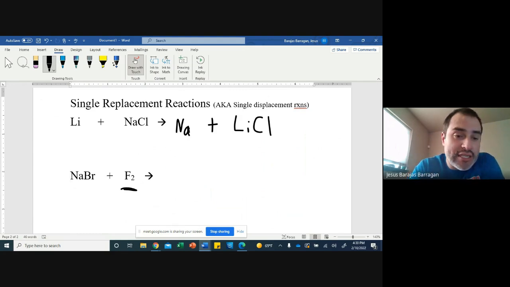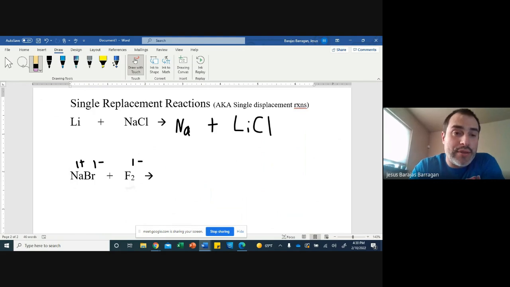If you look at the periodic table, sodium has a 1 plus, bromine has a 1 minus, fluorine individually has a 1 minus as well. So the negatives can replace each other. The negatives cannot replace the positives. So let's go ahead and perform the replacement.